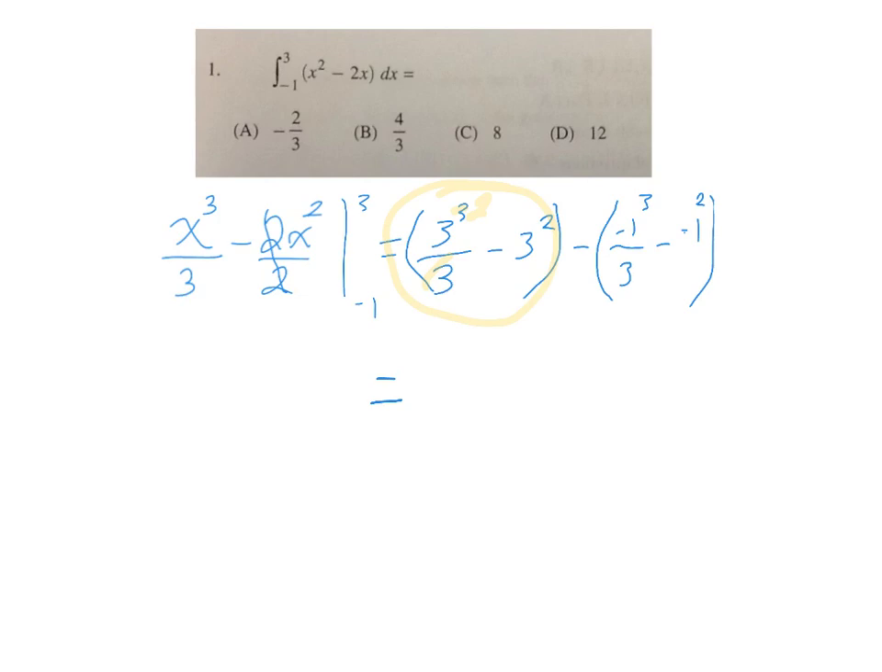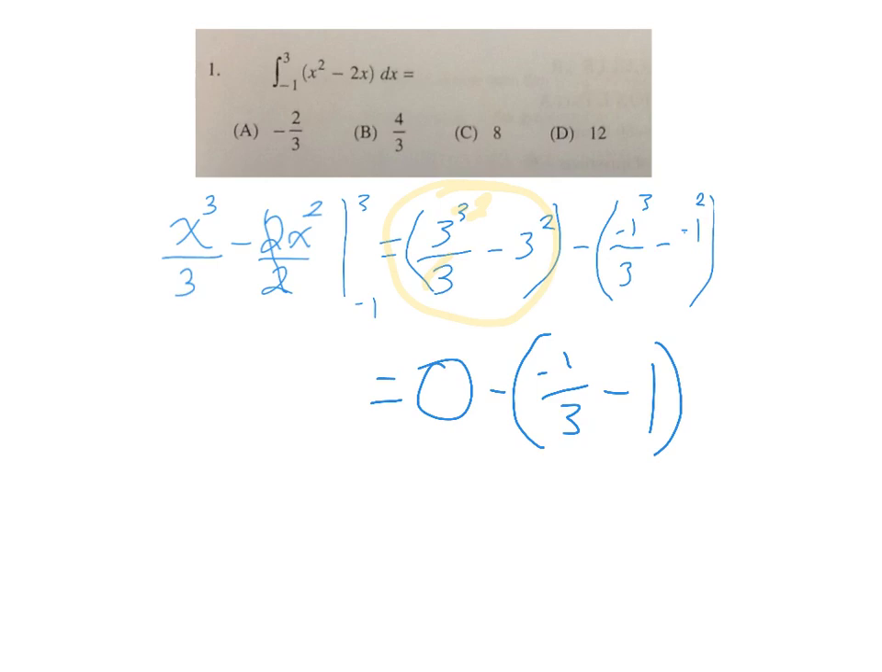So now we can go back. We have 0 minus everything over here. We're going to have -1 third. And this becomes +1. We're going to actually subtract 1.